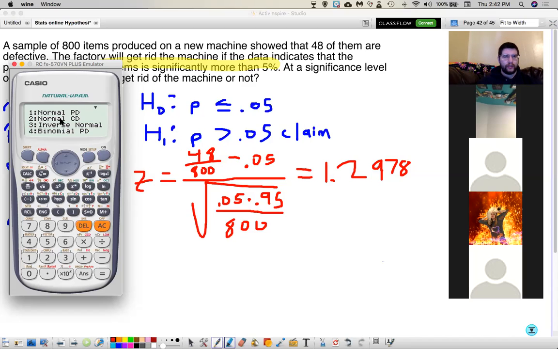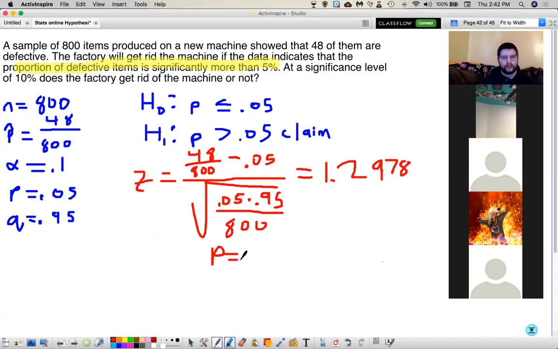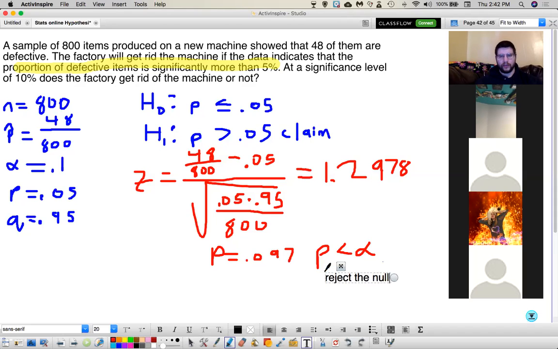For our p-value, we're going to do the normal CDF. Again, A will be my lower bound, and my upper bound will be infinity. Leave those alone. P is 0.097. So yeah, it's a pretty big P, but it's not big enough to fail to reject the null. It's still less than alpha. Barely, but it's less than alpha. We reject the null.